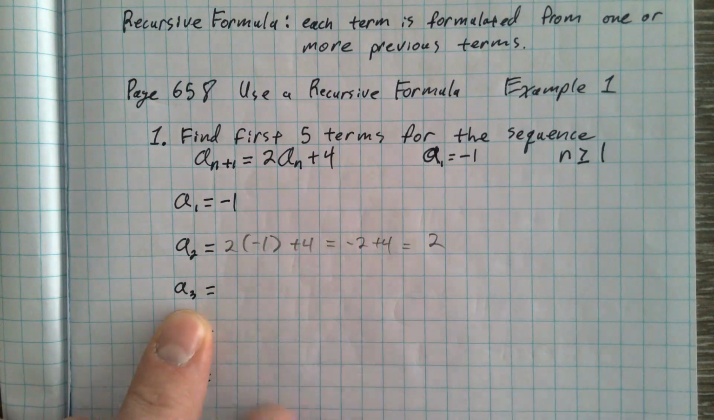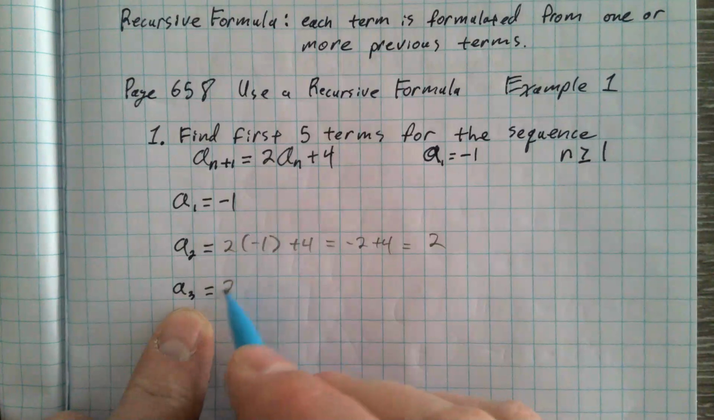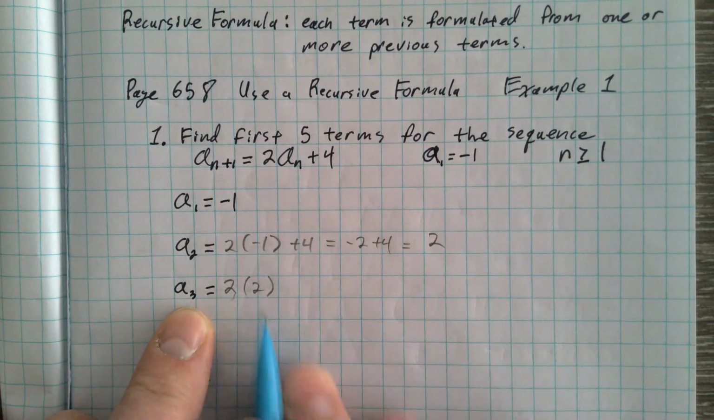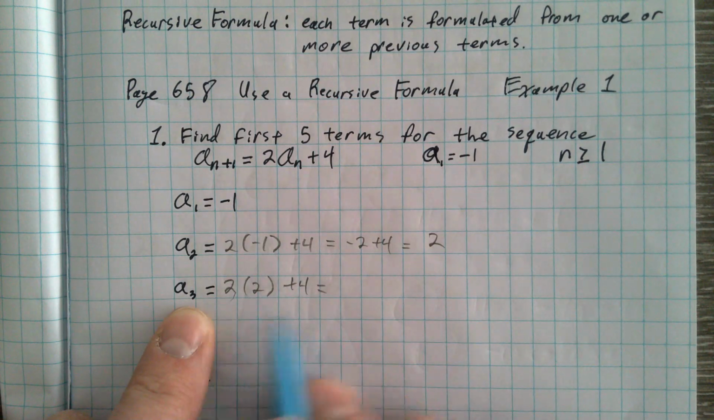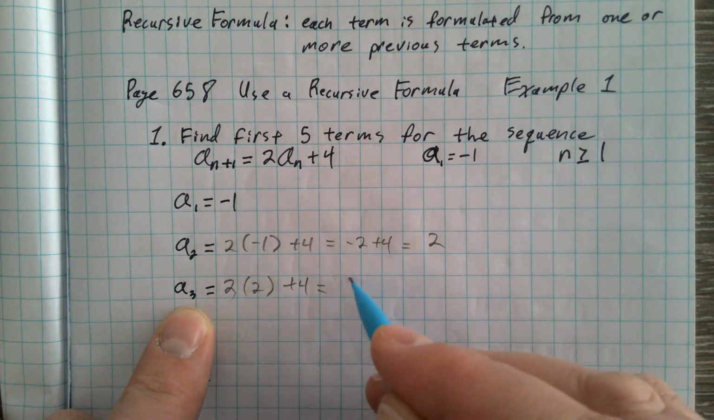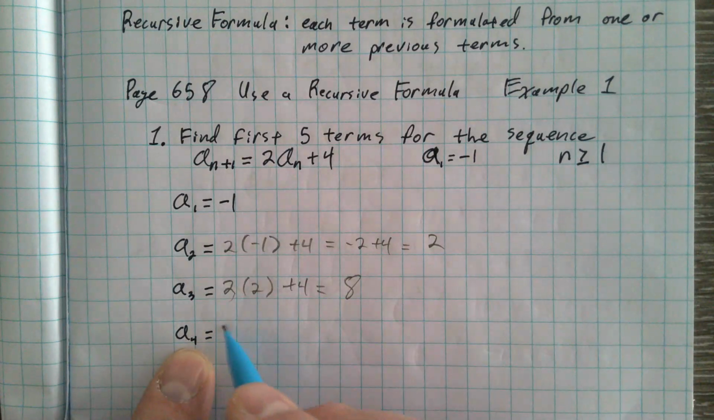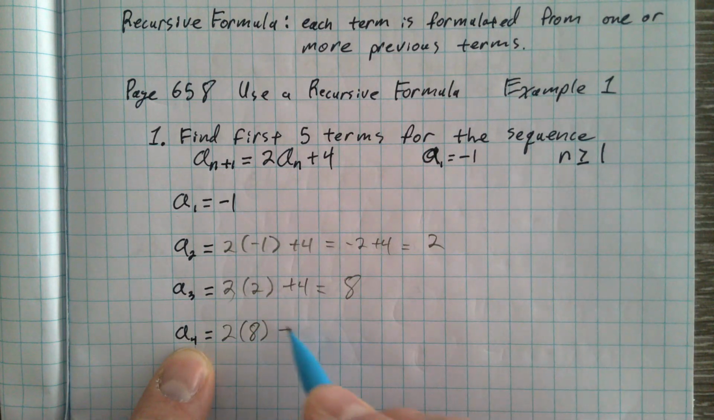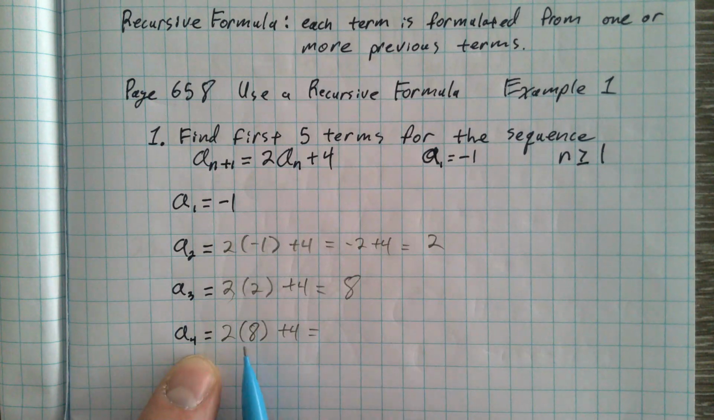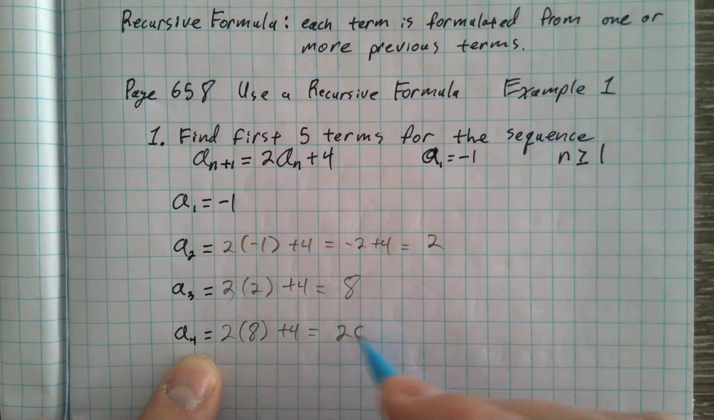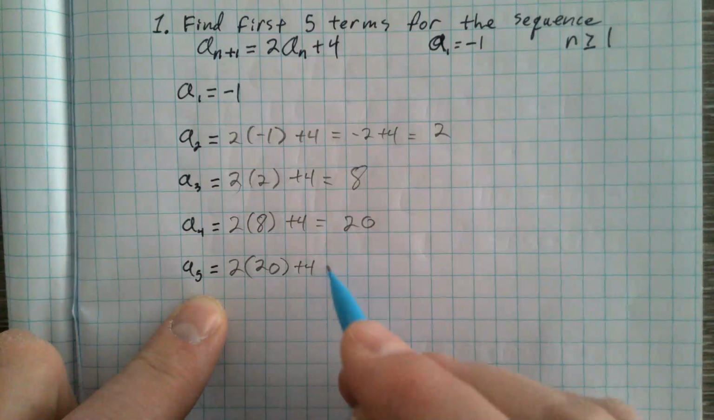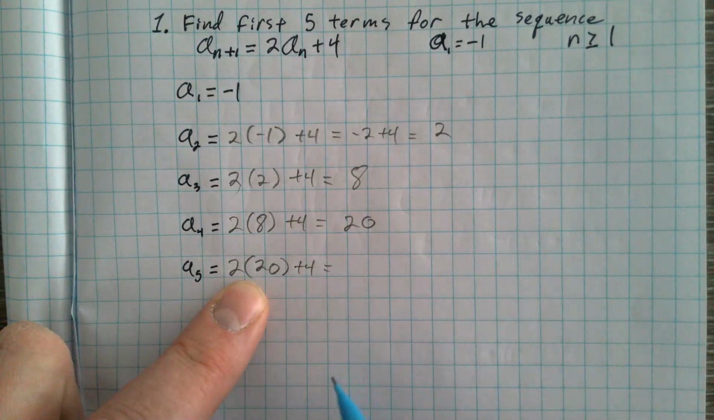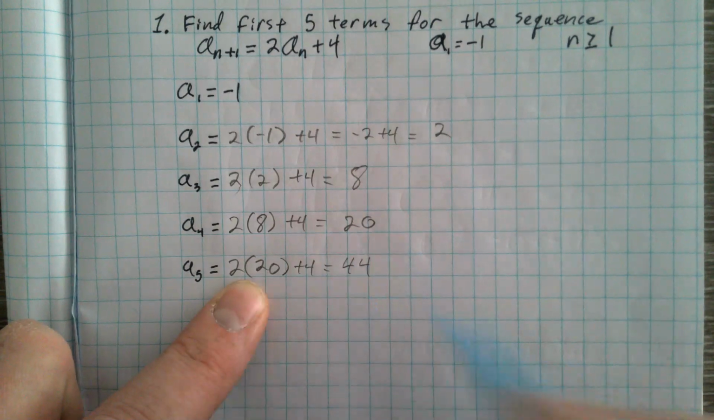All right, now, this next one, we take our previous term. We are going to multiply it by 2. 2 times our previous term plus 4. 2 times 2 is 4, plus 4 is 8. 2 times our previous term plus 4. 2 times 8 is 16, plus 4 is 20. 2 times our previous term plus 4. 2 times 20 is 40, plus 4 is 44.